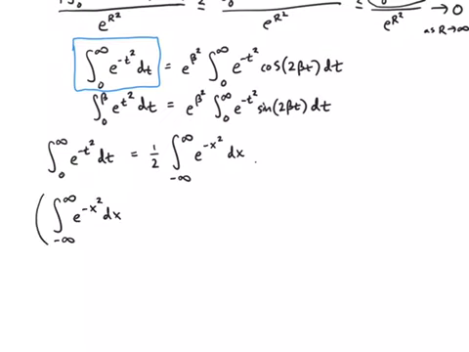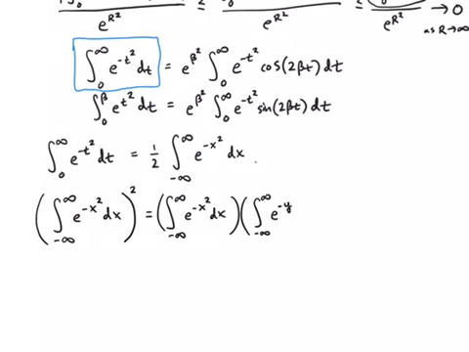The standard trick for computing this integral is that you square it. One way to write that is you use a different variable name for the other one. Let's say we use y. And now we can think about this as a double integral.